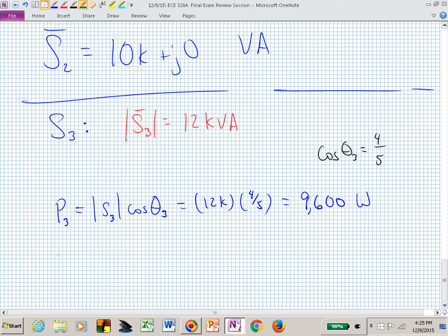And Q3 is the apparent power times the sine of theta sub 3. This is now 12K. Sine is now 3/5. So that this now becomes 7,200 VARs.